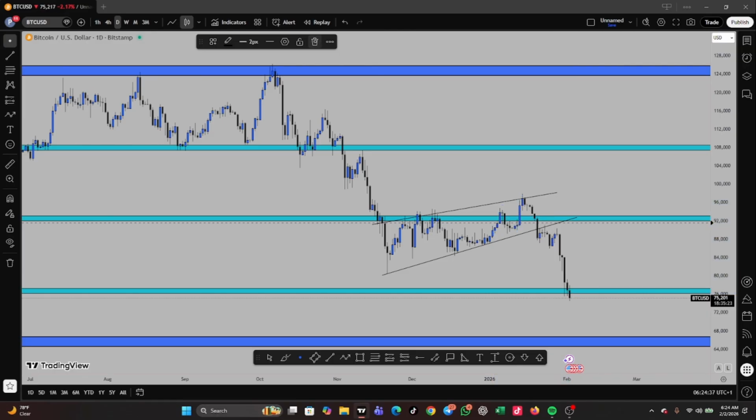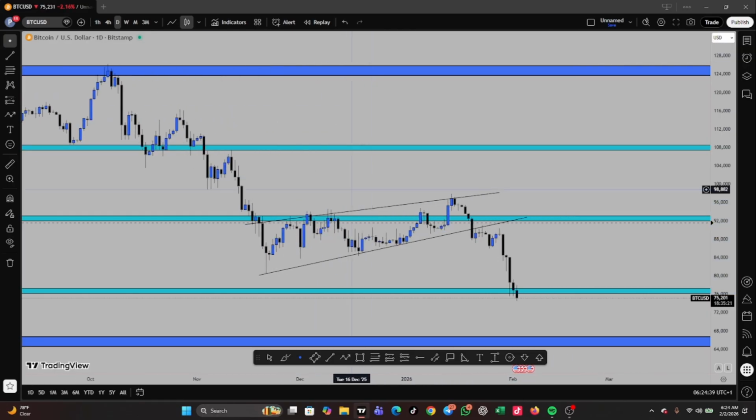Also, I bring out my Fibonacci from this high to this low.